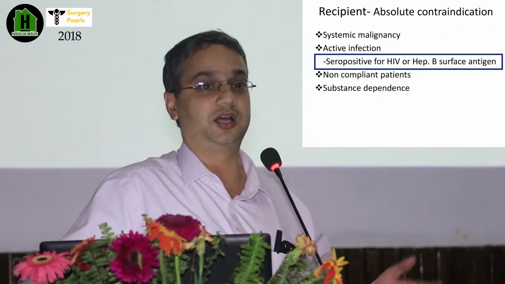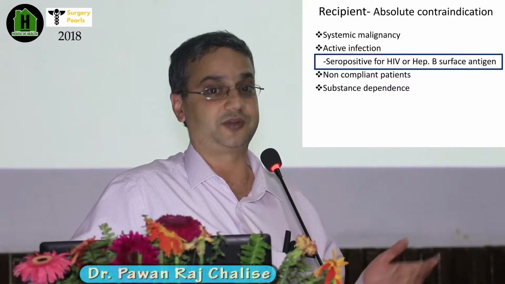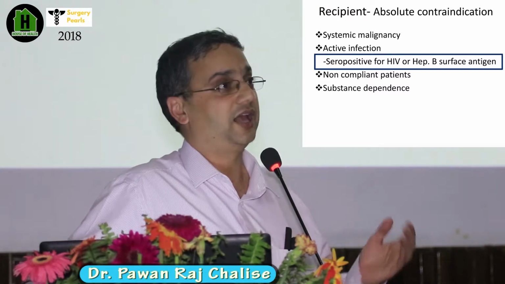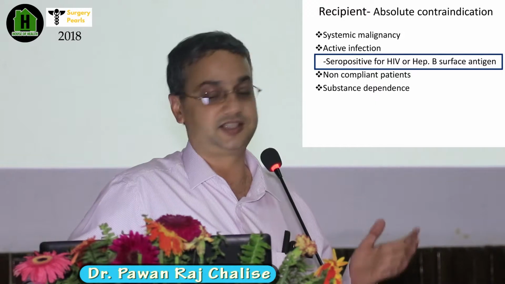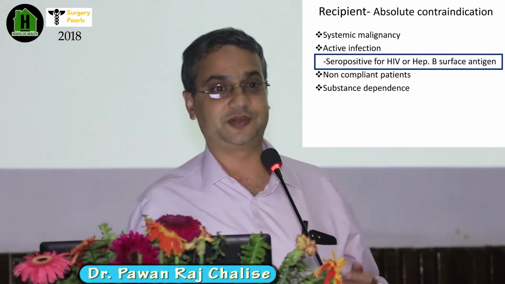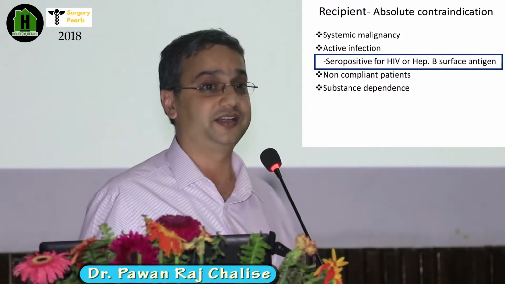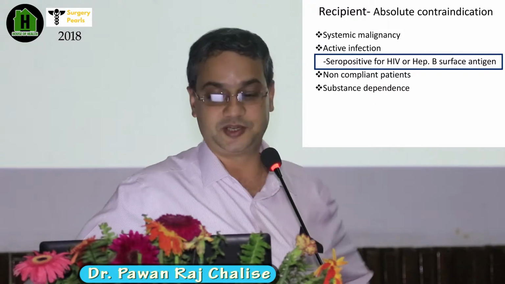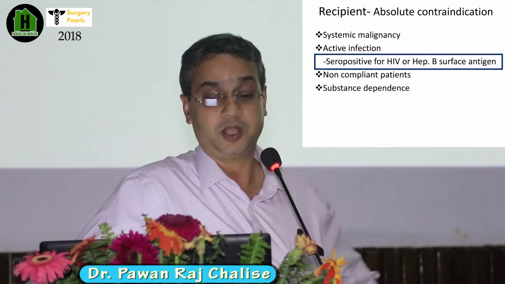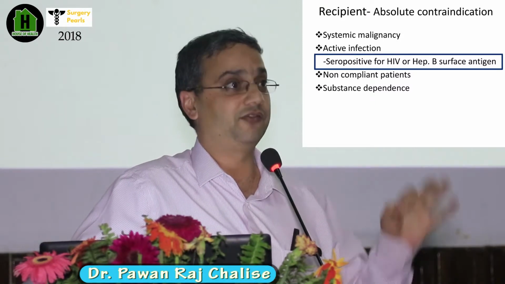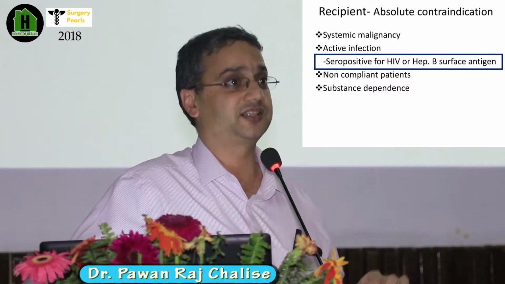Residents should know the absolute contraindications for kidney transplant recipients. Recipient contraindications include systemic malignancies and active infections. Seropositive HIV and hepatitis B were considered absolute contraindications, but now they have become relative, so people are doing transplants in HIV patients and hepatitis B positive patients. A non-compliant patient, one not committed to lifelong anti-rejection drug treatment, is not a candidate for transplantation.